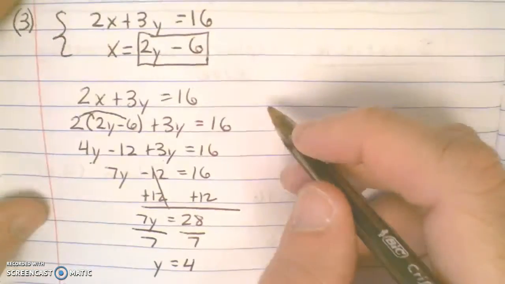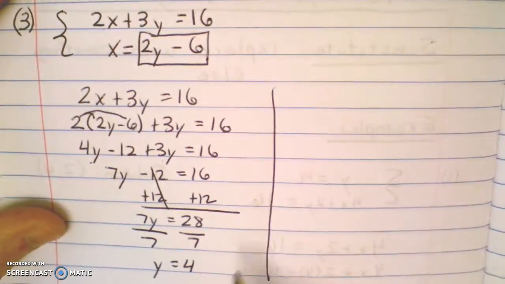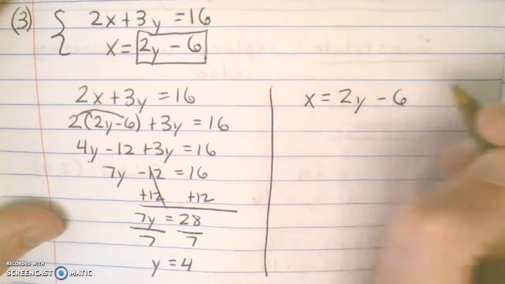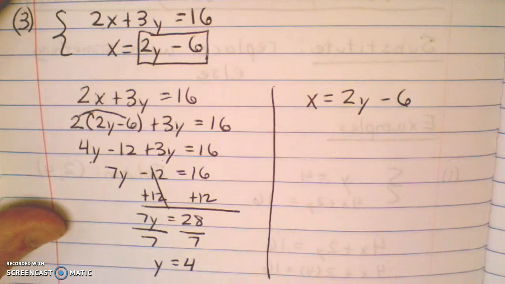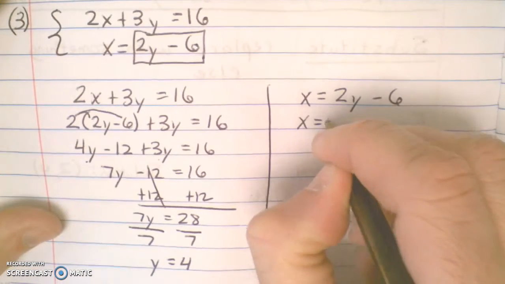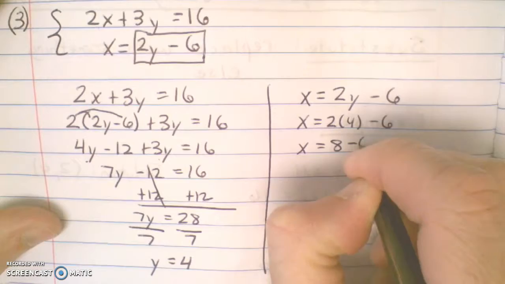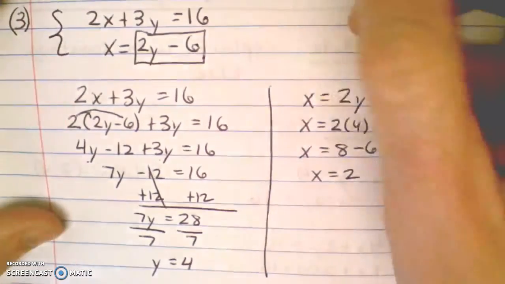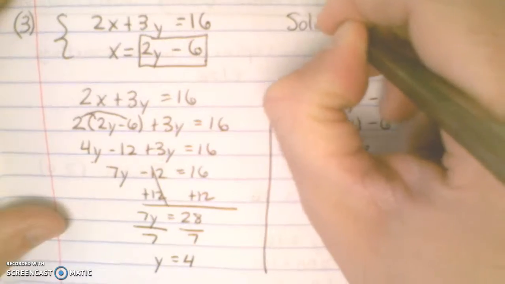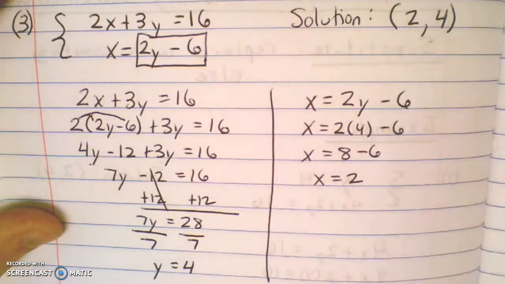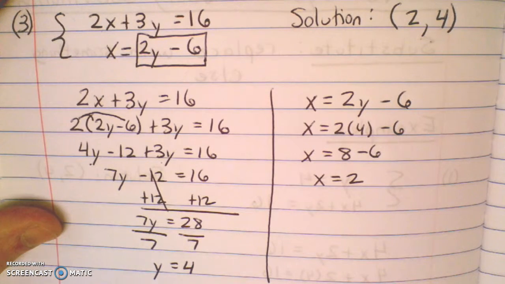But I'm not done. I found my y value, but I don't know what x equals. So I start off with that second equation. Since x is already by itself, I'm going to plug in y is 4. So 2 times 4 is 8. 8 minus 6 is 2. So the solution for this set, remember your solutions are always x comma y, is 2 comma 4. So when I plug in 2 for x and 4 for y, that'll make each of these equations true. And that's solving using substitution.